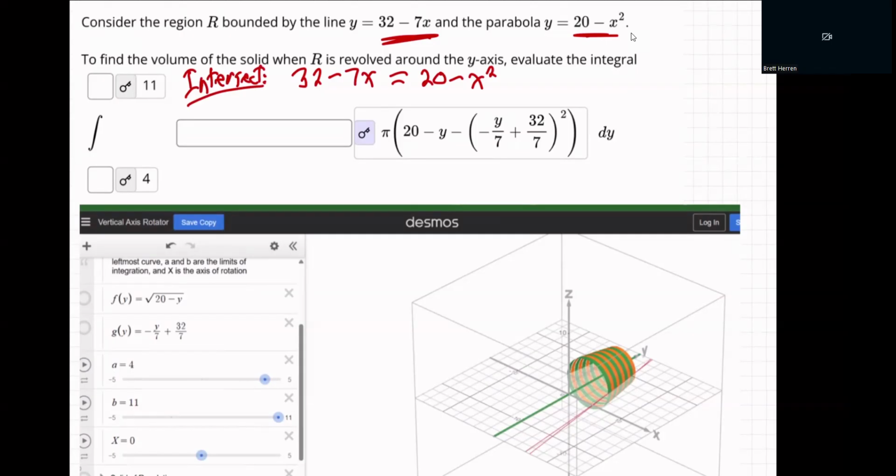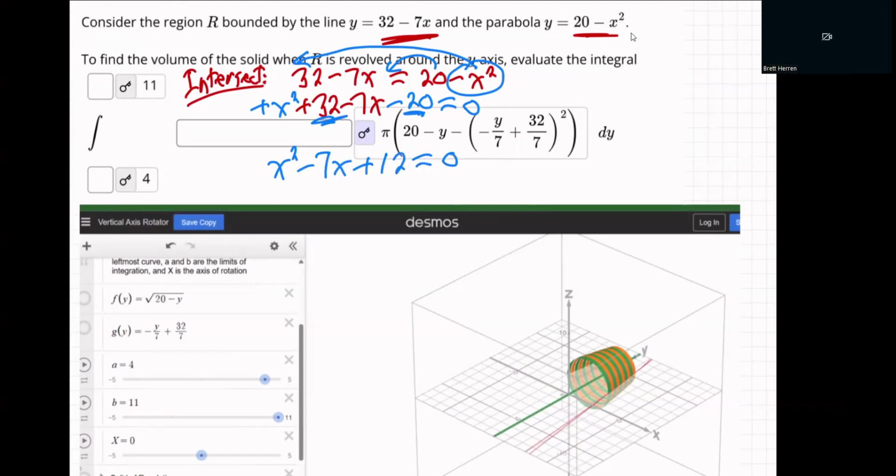Okay, so now I'm going to grab this x squared. What do we always do with an x squared equation? We get a zero. We get the x squared over to the other side. It'll be positive x squared plus 32 minus 7x, and then jump that 20 over, also a minus 20, equals 0. Then gather like terms: x squared minus 7x, 32 minus 20 is 12. And then we can factor that.